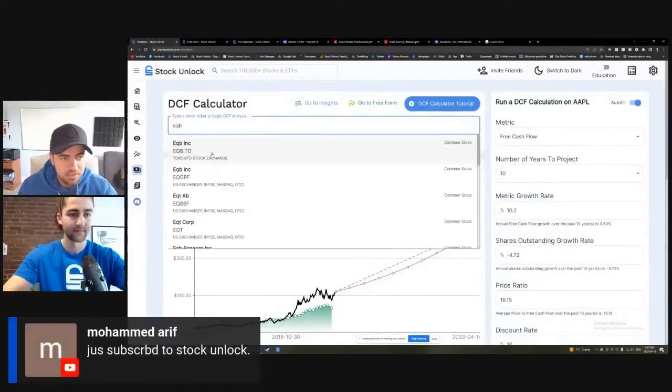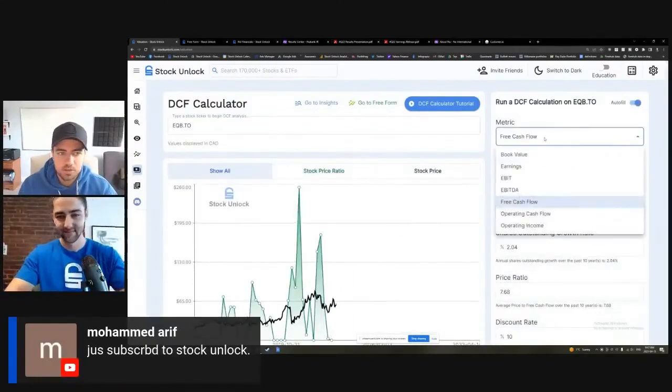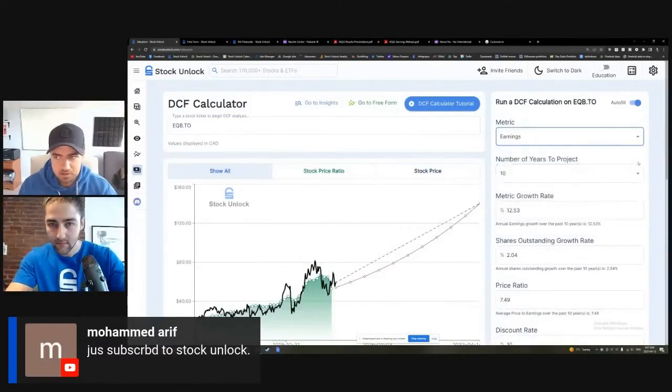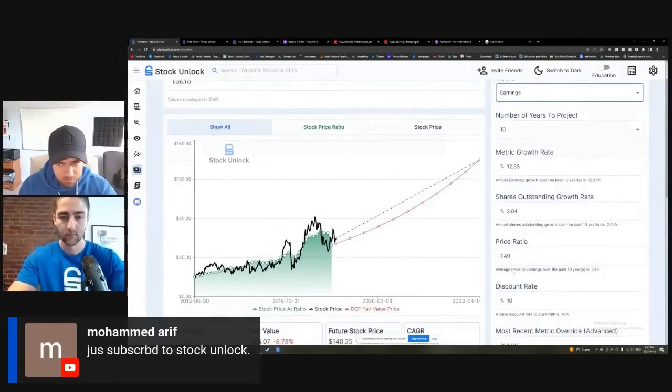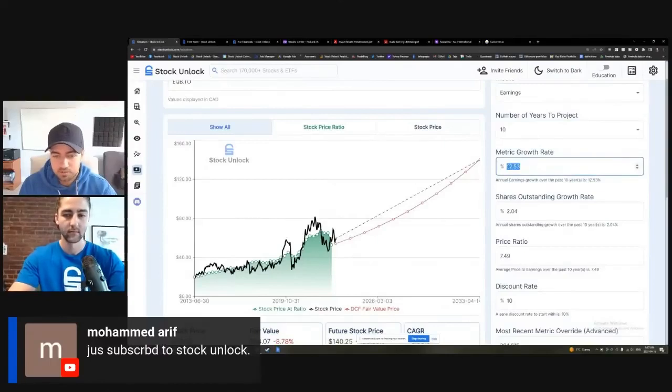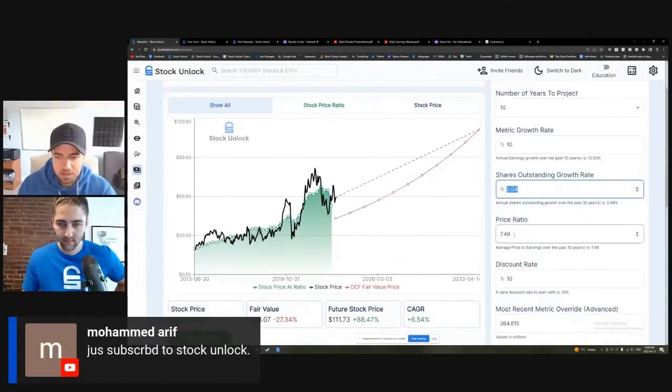So we've already explained the freeform tool now, so I am just going to run through really quick. With Equitable Bank, this is a bank, so I like to use the earnings number. Now, again, we have the autofill on, so this is all of Equitable Bank's numbers over the past decade. I like to be a little bit conservative whenever I'm doing these, so I actually don't think Equitable Bank is going to grow at about 13%. I'm going to be a little bit more conservative, just say 10%. Shares outstanding growth rate, I'm going to leave that the same. Price ratio, leave that the same.